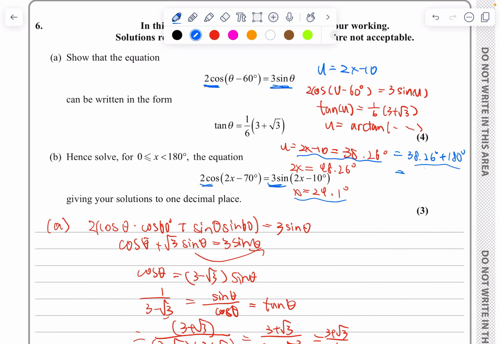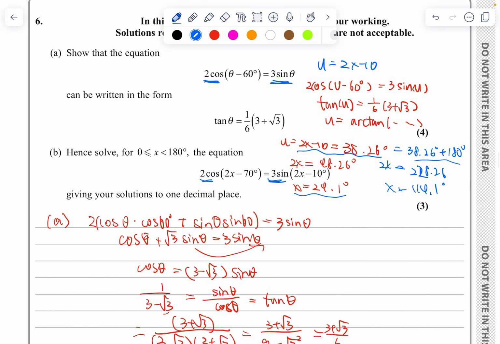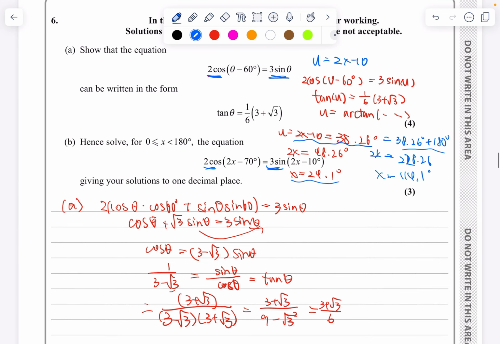Now let's compute this. It would be 218.26. 2x equals 228.26 because we have to add 10 degrees, and then x will be equal to 114.1 degrees. Okay. Yeah, there are only two solutions here.